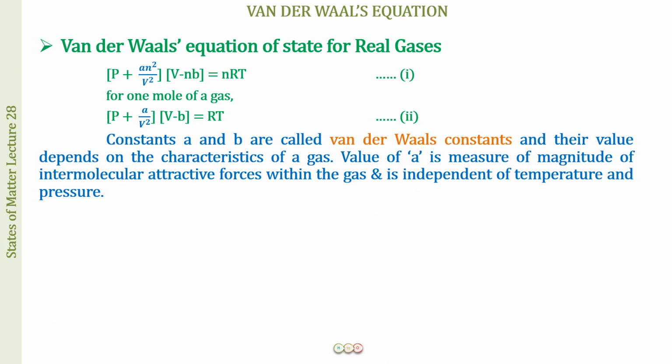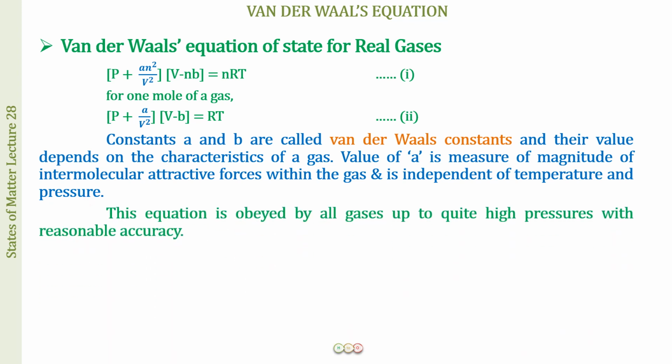Here you have to remember that a and b are known as the van der Waal constants, and their value will depend upon the characteristic of a gas. The value of a, which is a measure of the magnitude of the intermolecular attractive forces within a gas, please do remember, is independent of temperature and pressure. This will be the inherent characteristic of the gas. The equation that we now have for real gases is obeyed by all gases up to quite high pressure with reasonable accuracy.